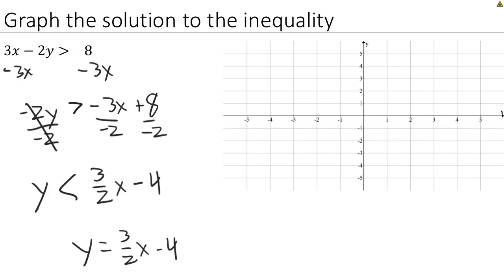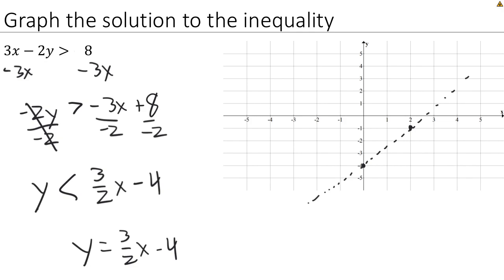It turns out that this line is going to be the boundary of our solution, and so we can start by graphing that. So this line has a y-intercept of negative 4 and a slope of 3 over 2. So we will go up 3 and over 2 to get a second point. Now, since this line is only the boundary of our solution, we don't want to use a solid line to complete our picture. Instead, what we can do is use a dotted line to indicate that this is only the boundary and not the solution itself.